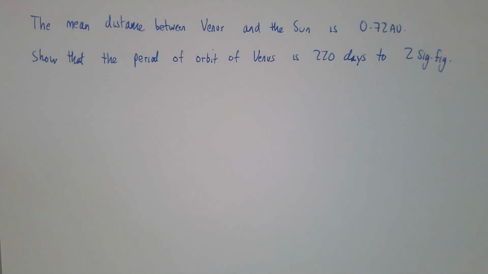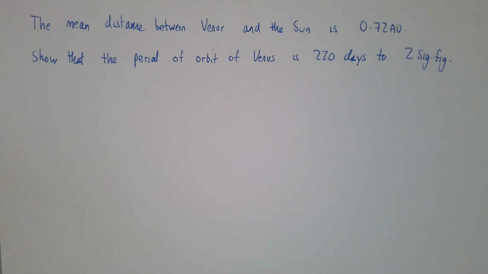Hi there, we're going to have a look today at Kepler's third law, and specifically a hack of Kepler's third law, which I only came across last week. So let's have a look at this question. The mean distance between Venus and the Sun is 0.72 astronomical units. Show that the period of orbit of Venus is around 220 days to two significant figures.